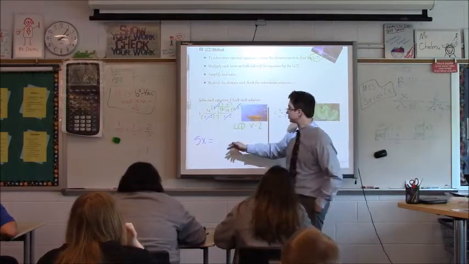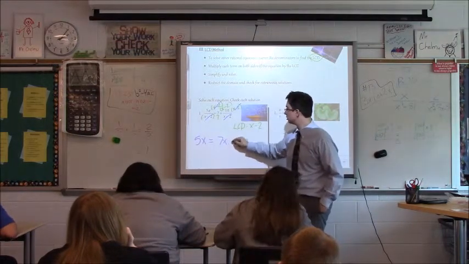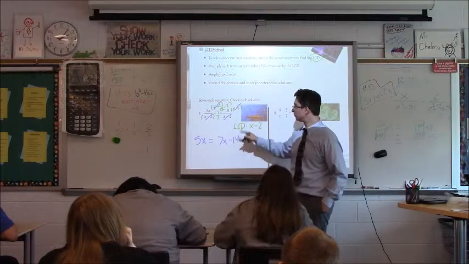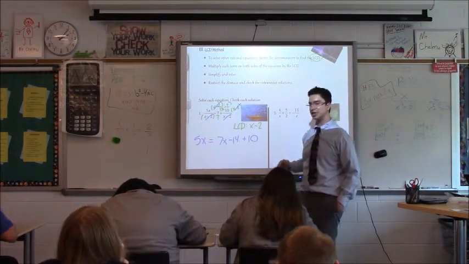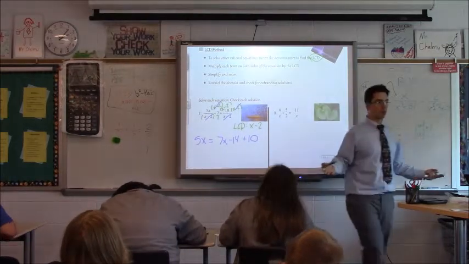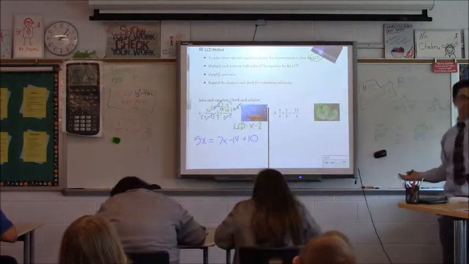We should distribute it, absolutely. So that's going to give us what? 7x minus 2. Nice. And what's left over in that last fraction? Plus 10. So it would be minus 1. Very close. Let's take it one step at a time.